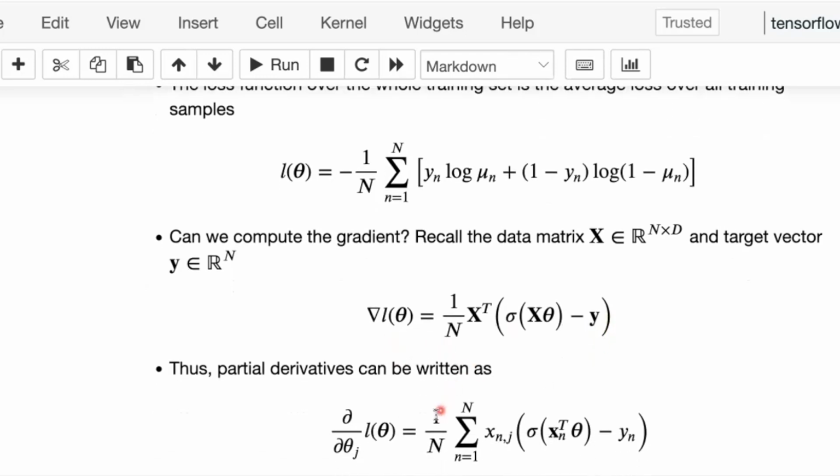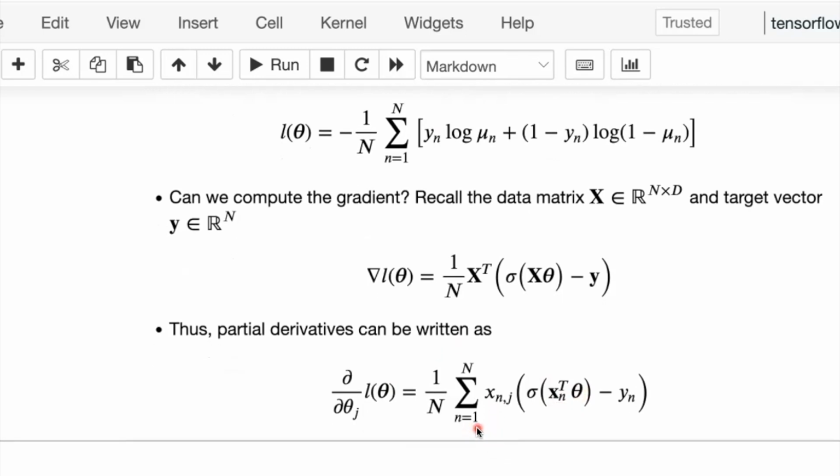And this also means that the partial derivatives here can be written by looking at this xn transpose theta, right? Because in this case, we have to look at this summation from 1 to n of xnj times (sigmoid of xn transpose theta minus yn). So when we say xnj, it means that we are looking at the jth element of each xn. So xn here is the nth data point, and j is showing us the feature number.